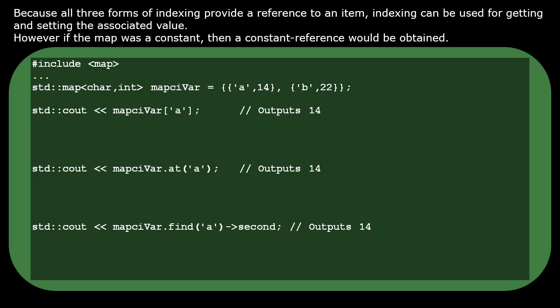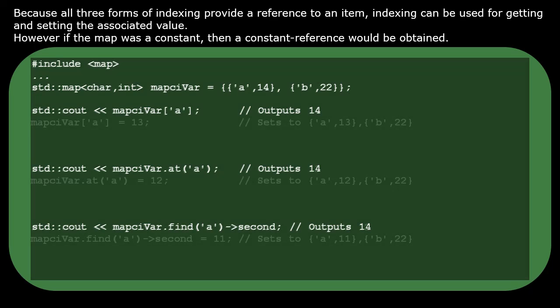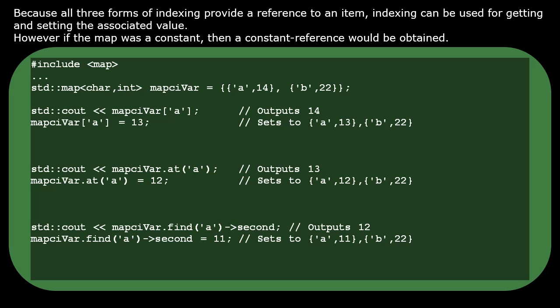The array bracket symbols and the at function both provide a reference to the value. Thus, all three of these indexing methods could be programmed on the left-hand side of an assignment statement, which changes that item's value. However, if the map had been a constant, then a constant reference would have been obtained and the value would have been read-only.